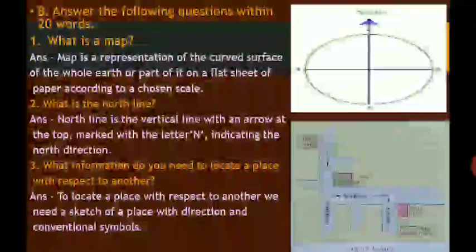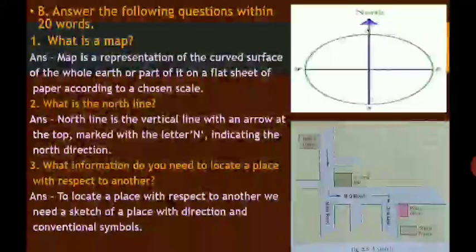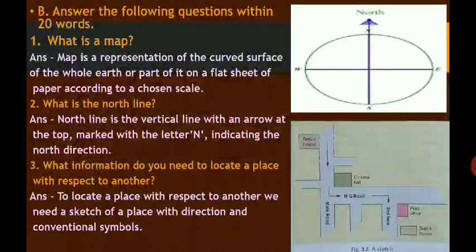To locate a place with respect to another, we need a sketch of a place. So if you want to go somewhere, then you need a sketch of a place with direction. Direction must be there, and conventional symbols must be there, so that you can locate a place. Okay, so you need a sketch to locate a place. With respect to another means with respect to another place. We need a sketch of a place with direction and conventional symbols.